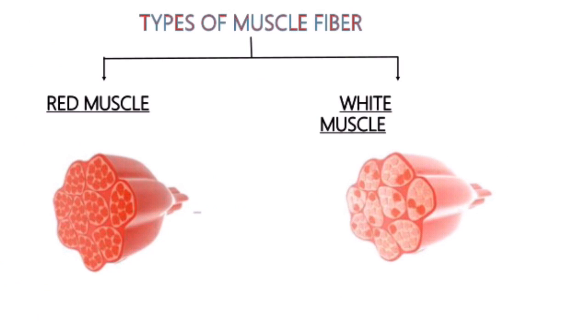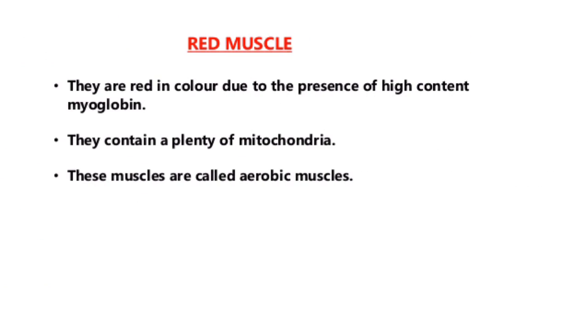Now see the types of muscle fiber. There are two types, red muscles and white muscles. Red muscles are rich in mitochondria. They are more active. They are red in color due to the presence of a high content of myoglobin. They contain plenty of mitochondria. These muscles are called aerobic muscles, where mostly the activity takes place, like in our legs. That is the red muscles.